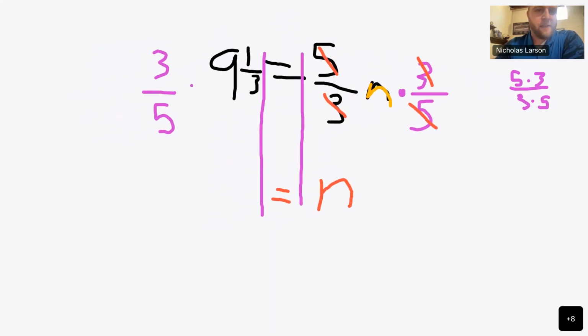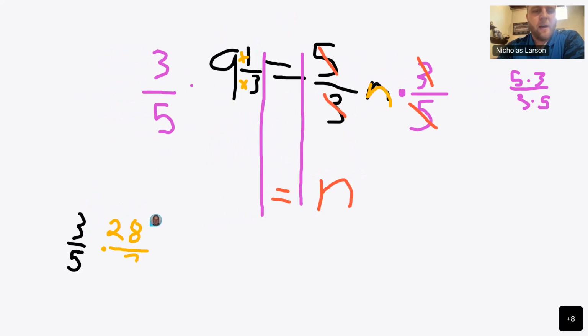Mr. Larson's method to solving these mixed number fractions is to turn it into an improper fraction. So I'm going to keep 3/5 the same, but I'm going to change 9 1/3 to an improper fraction. And I do that by multiplying by the denominator and adding the numerator. So 9 times 3 is 27. 27 plus 1 is 28. And this is 28 over 3.